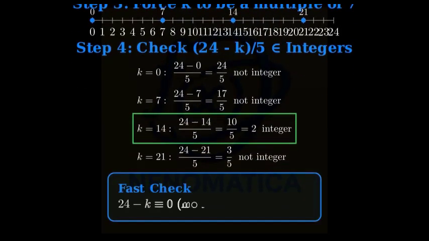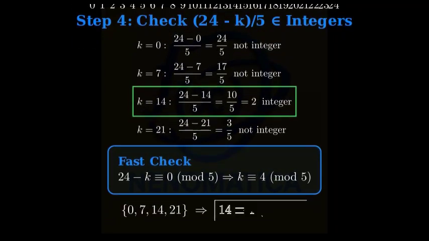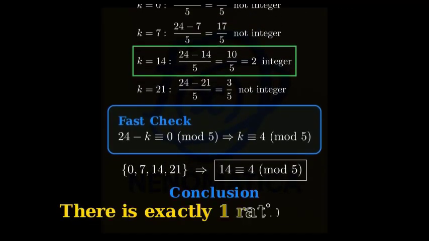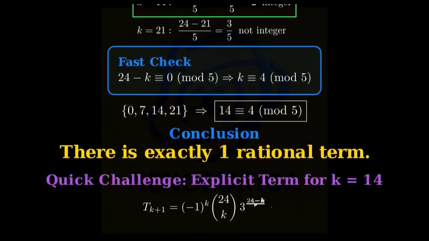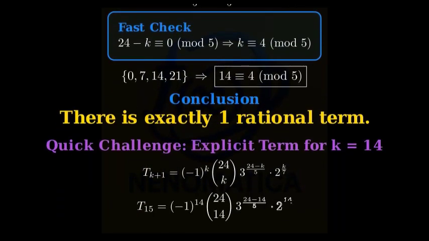A quick mental check uses modular arithmetic. The condition says 24 minus k is divisible by 5. So k is congruent to 4 modulo 5. Among the multiples of 7 in our list, only 14 is congruent to 4 modulo 5. Therefore, there is exactly one rational term in the expansion. Quick challenge: find the explicit rational term by substituting k equals 14 into the general term.